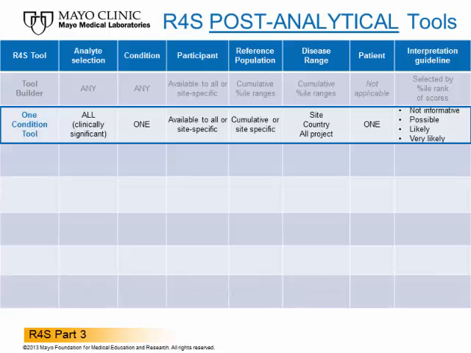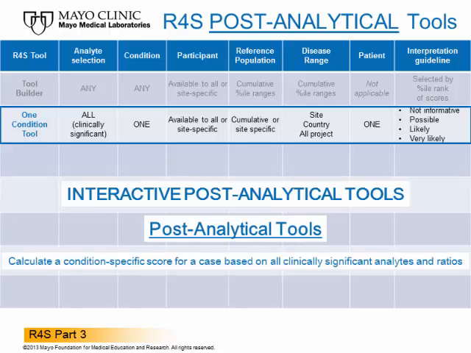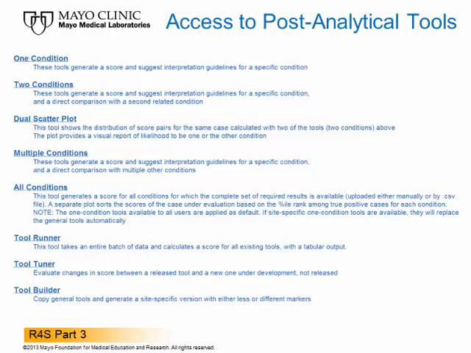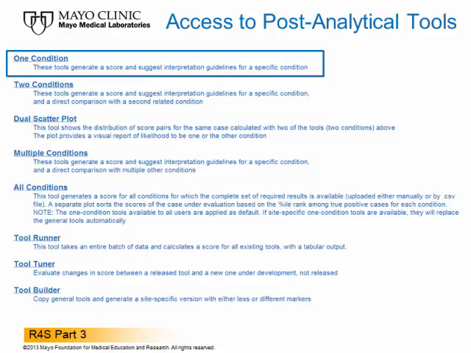After this brief overview of the basic concepts behind the post-analytical tools, it is time to introduce the first one, the one-condition tool. Access to the secondary page with the links to different groups of tools is directly from the home page, like all others. If a user selects the one-condition tool link, the following page is displayed, showing at the top the link to the next window where the tools are listed.